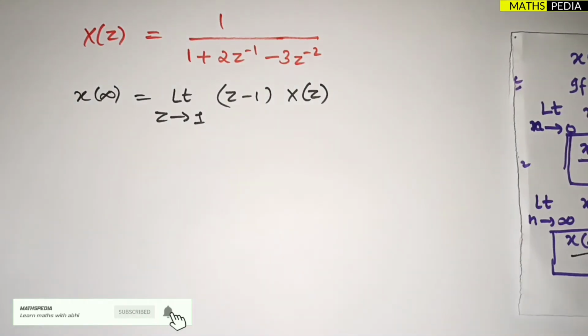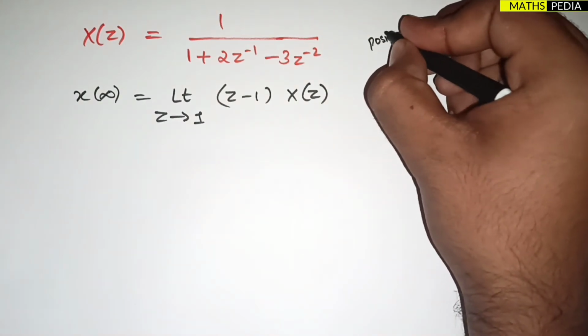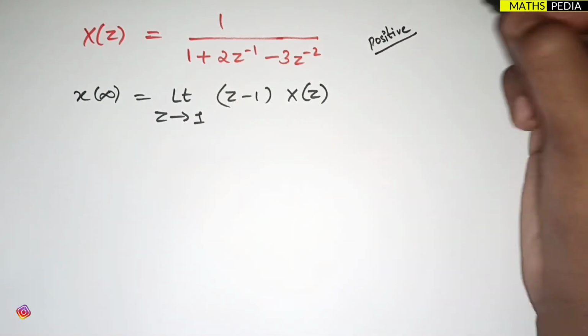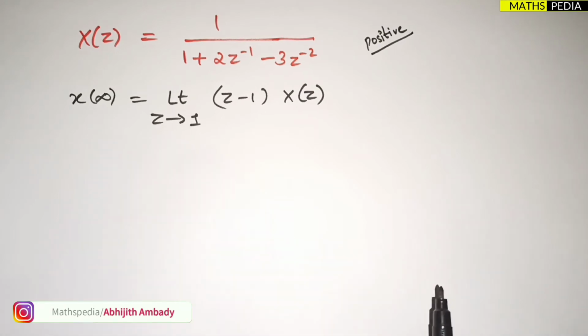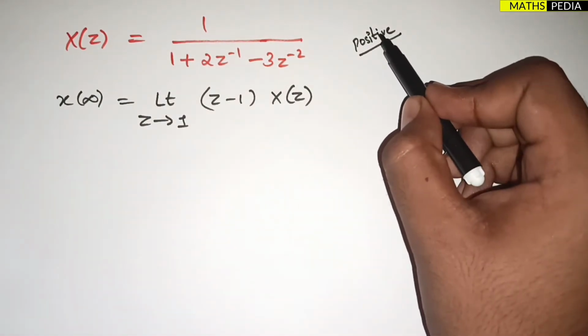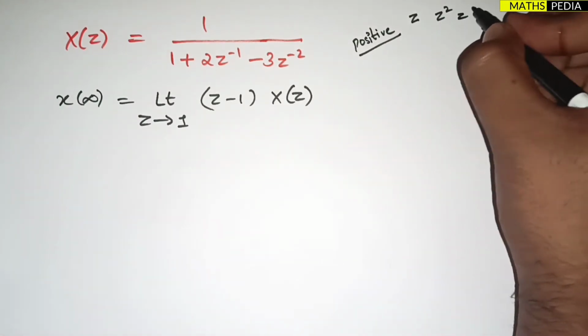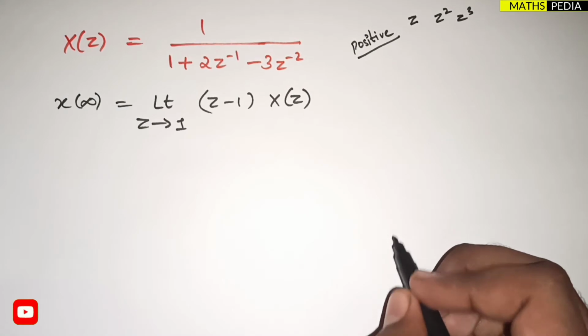Correct. So here always remember, when you substitute the x of z here, it should be positive powers. This thing you have to remember. There it was negative powers for the initial value, x of 0. Here for x of infinite, the x of z value should be positive powers. That means it should be z power 2, z power 3, like that. Okay, this thing you have to remember.